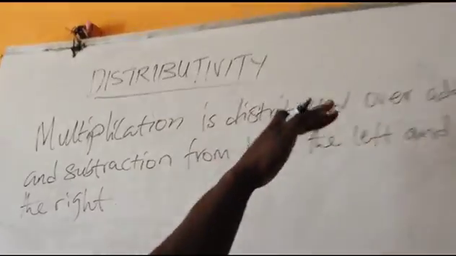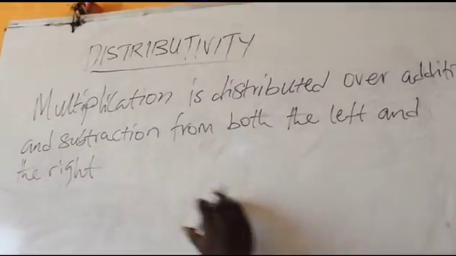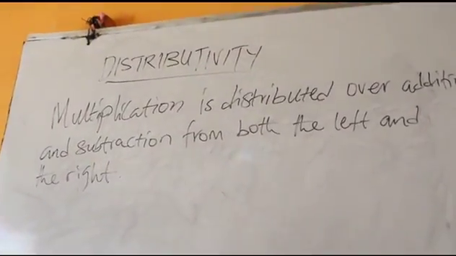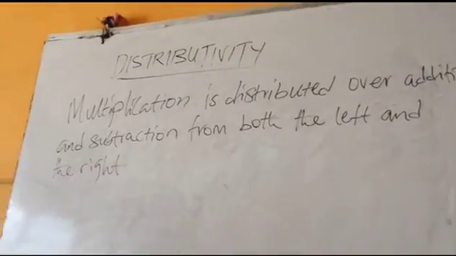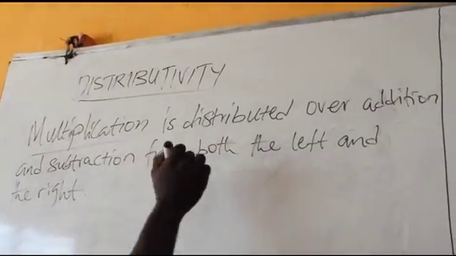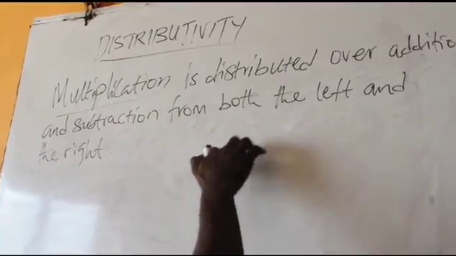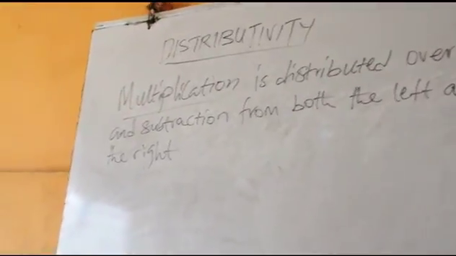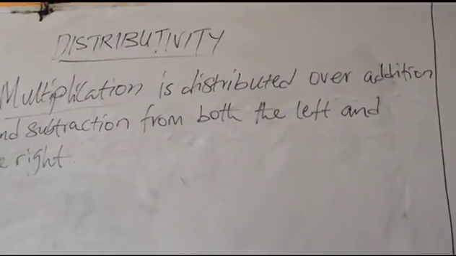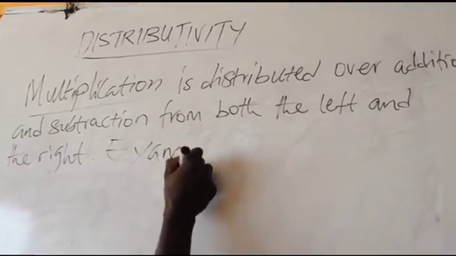We are on distributivity. So we want to look at multiplication and division, how they are distributed over addition and subtraction. So let's take multiplication first. Now, multiplication is distributed over addition and subtraction from both the left and the right. So let's look at the left hand side first.